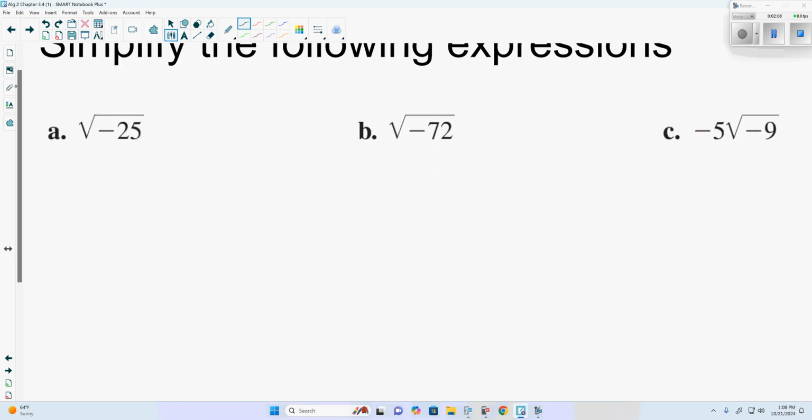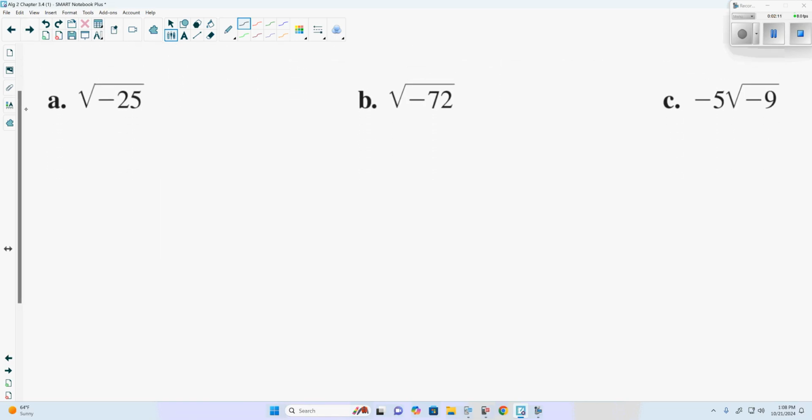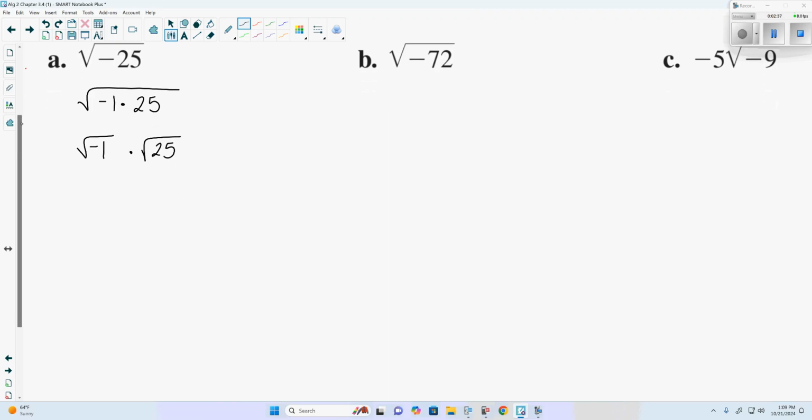So if we look at that here, simplifying these expressions, so the square root of negative 25. Well, what we can do to solve this here is we can break this up. Because we can say that this is the same as negative 1 times 25. Because negative 25 is negative 1 times 25. Now, according to our properties of radicals, we can split this up and say that we're taking the square root of negative 1 times 25. What is the square root of 25? 5. Because 5 times 5 gives us 25.